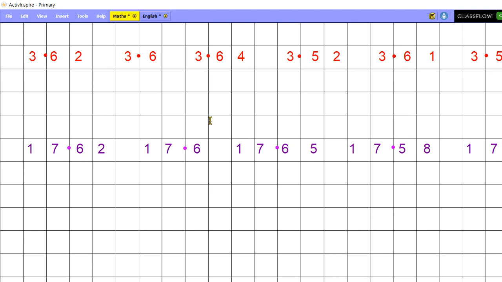So hopefully it hasn't chopped up and you can actually see this. So we're going to start with the red ones. And again, I'm going to do smallest. I'm just going to do S for short. And I'm going to do largest on this side this time. So I've got 3.62, 3.6, 3.64, 3.52, 3.61 and 3.5.